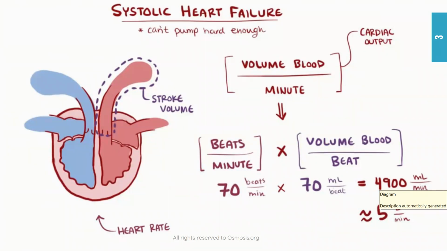So if we talk about the important one, which is the systolic heart failure, which we say the heart cannot pump hard enough, first we need to know something, cardiac output. Cardiac output is the volume of the blood ejected per minute. How much blood the heart will eject per minute. This is the cardiac output. And to calculate the cardiac output, we need to know how many beats per minute the heart can make multiplied by the volume of blood that each beat ejects.